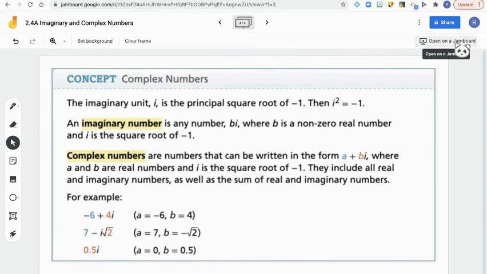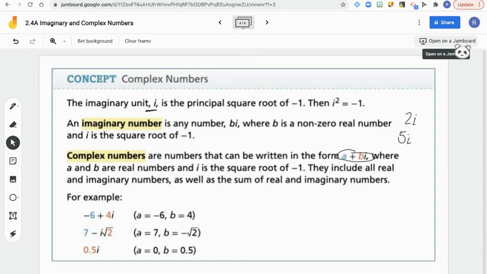So these complex numbers have that I behind it. Okay, there's an imaginary number. Maybe you have an imaginary number that's 2i or 5i, right? Those are imaginary numbers. It's a number with that I. And complex numbers are written with both a number and that imaginary unit.